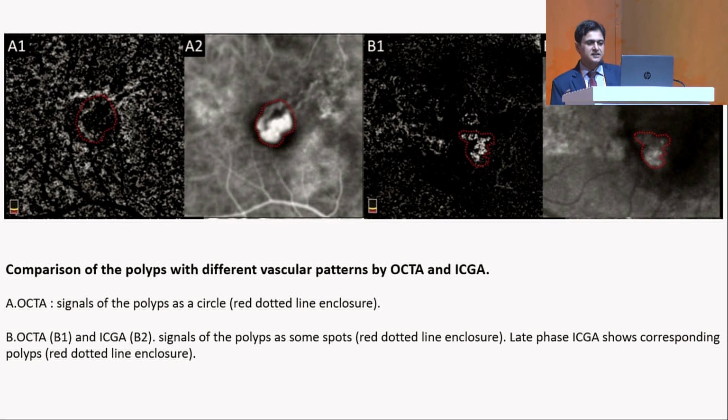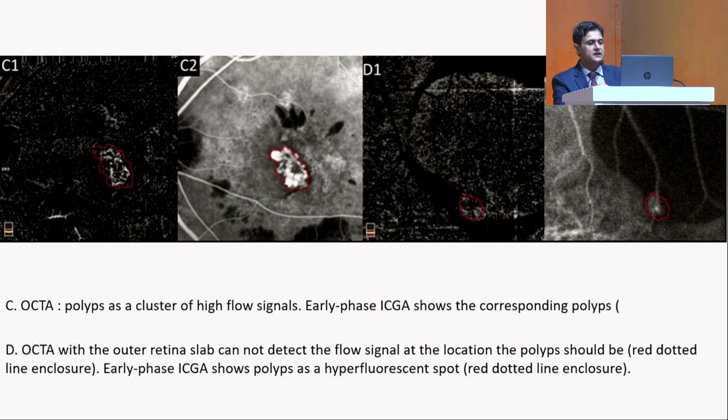In another case, there is a cluster of polyps which can be seen as hyperfluorescent on ICG. However, when we do OCT angiography, we can see these white dots, which are just a cluster of polyps. These are things you can sometimes pick up on an OCTA if you have this picture, but having such polyps is usually very rare. Coming to D2, there was another polyp on ICG, but on OCTA there is no well-defined polyp which can be seen, so it can be very easily missed.